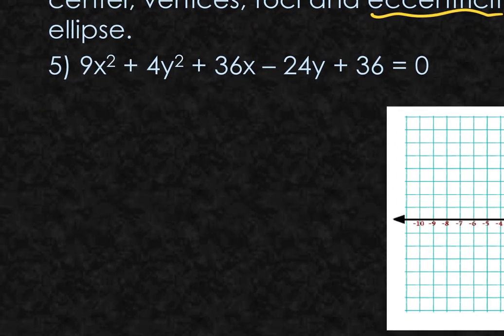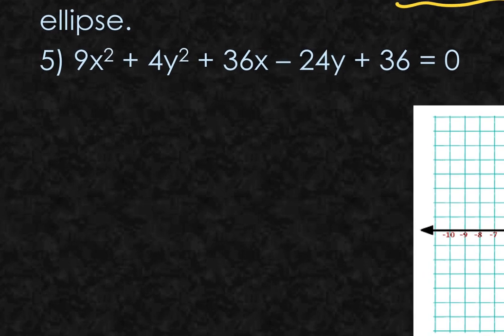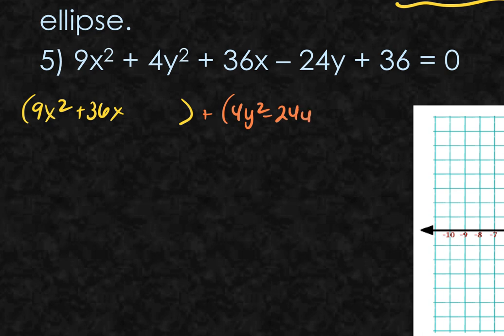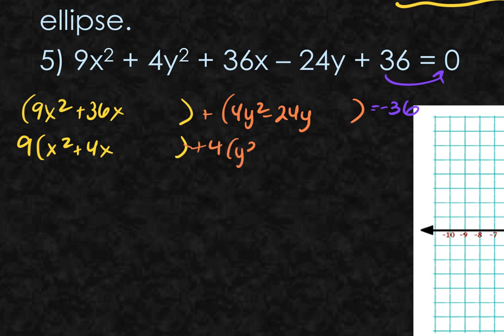So it's not in standard form. I'm going to group my x's together, 9x squared plus 36x. Group my y's together, 4y squared minus 24y. Bump the 36 to the other side. Then what? Good, I have to take them out. Take out the 9, it's x squared plus 4x. Take out the 4, it's y squared minus 6y. Still equal to negative 36.